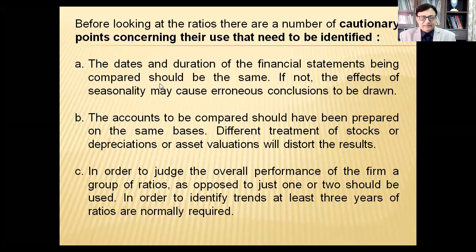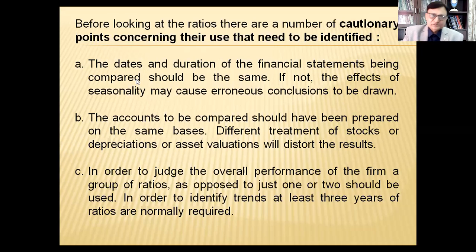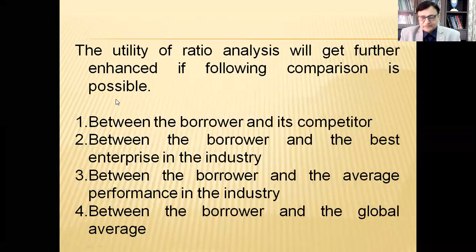In order to identify trends, at least 3 years of ratios are normally required. One ratio does not give any portrayal of the company. So we must take a group of ratios, and we must compare the 1 year ratios, at least 3 year ratios, so that we can arrive at a logical conclusion.